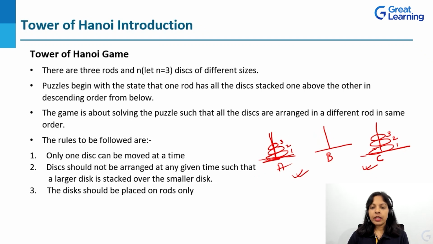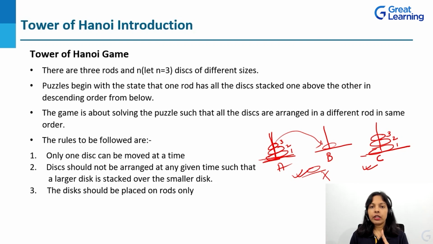It should not be placed on the surface. Meaning, suppose you want to shift disk 3 from tower A to tower B, you can directly shift it from here to here. It should not be kept anywhere on the surface. This is not allowed. First rule.